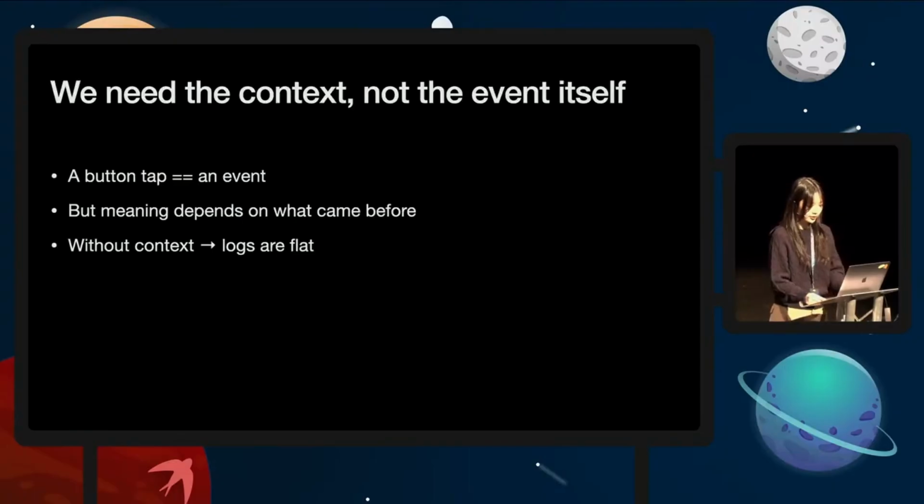Think about it like this. When a user taps a button, that's an event. But the meaning of that tap often depends on what happened before it. Without context, logging becomes flat. We lose the narrative of the user intent. And how can we design a logger that understands flow?